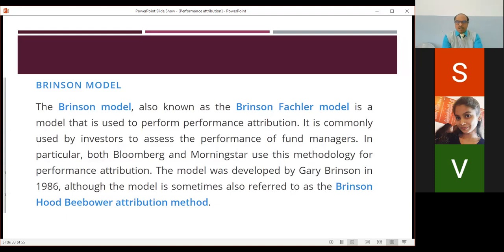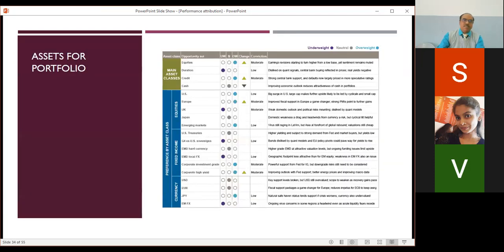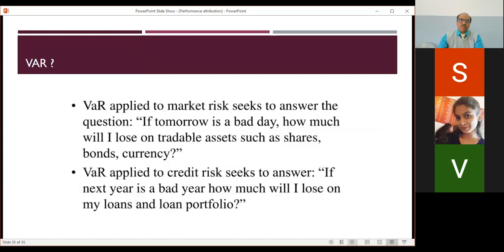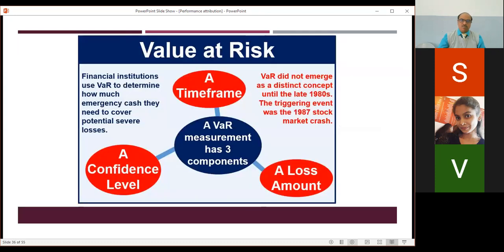I think the Brinson model will tell about the value at risk. Don't worry about that one. How far are we using the value at risk? We calculated the value at risk. This value at risk is portrayed under the Brinson model nicely. This is a very good example of the Brinson model, an asset portfolio in which you can invest. So for the purpose of calculating the value at risk, we are using the Brinson model. You know the meaning of value at risk we have discussed: how much maximum loss will go.